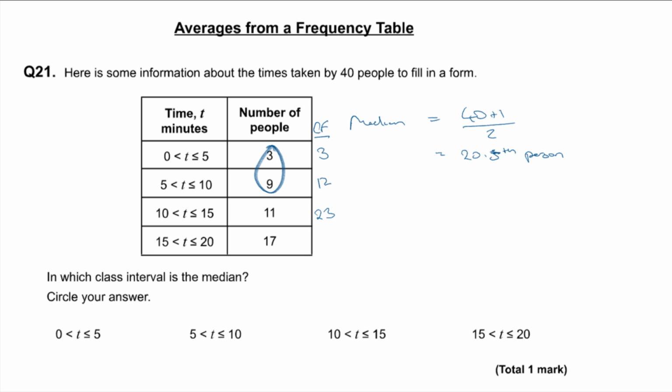Okay, so if person 1 to 3 is in the first group, and person 4 to 12 is in the second group, and person 13 to 23 is in the third group, then person 20 and person 21 are both in this group here, aren't they? They must both be in here. So then my answer is that one.